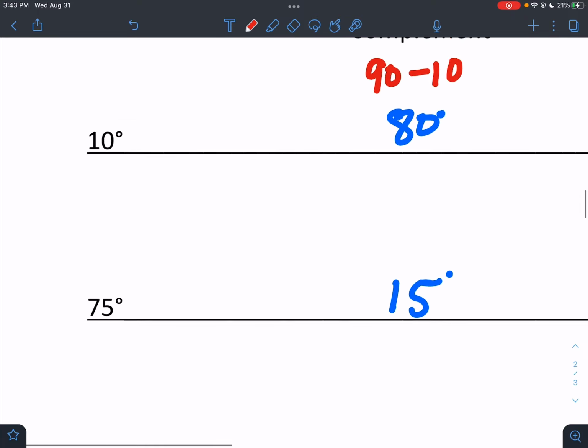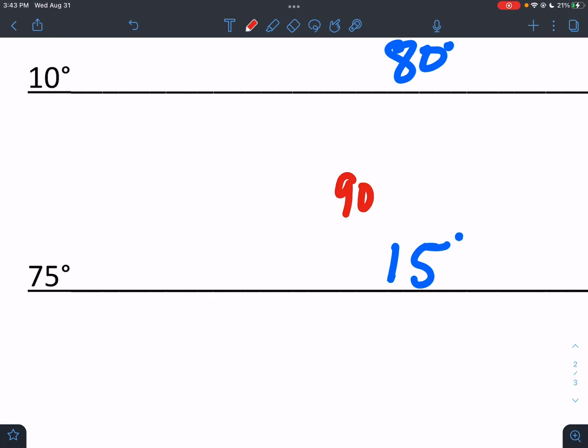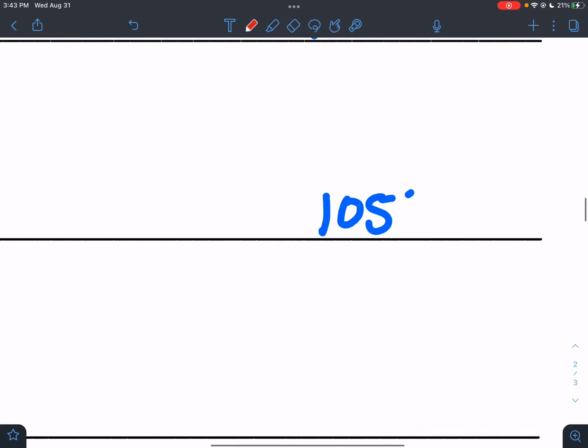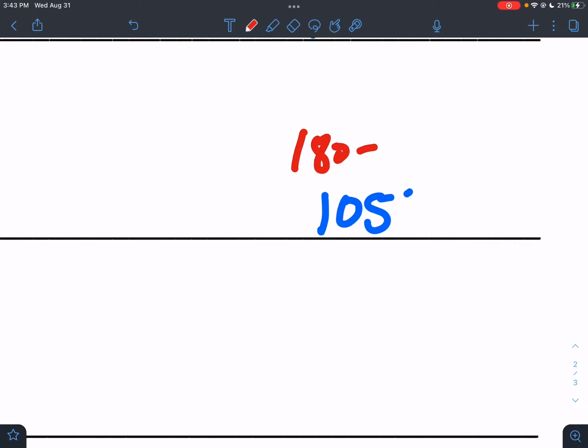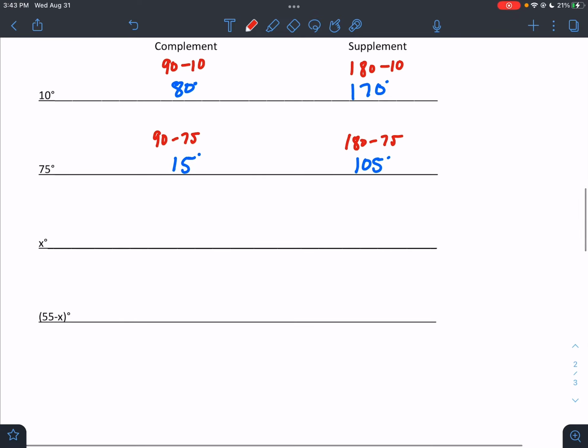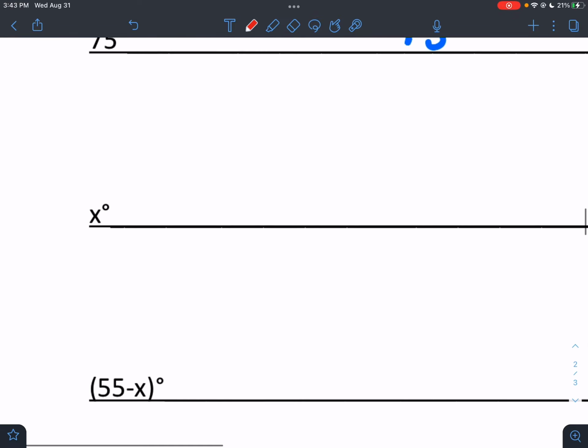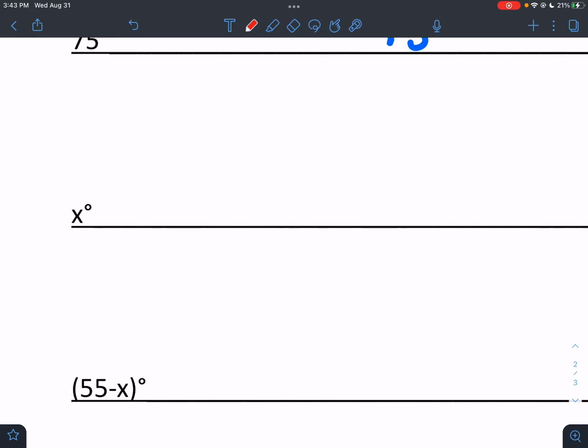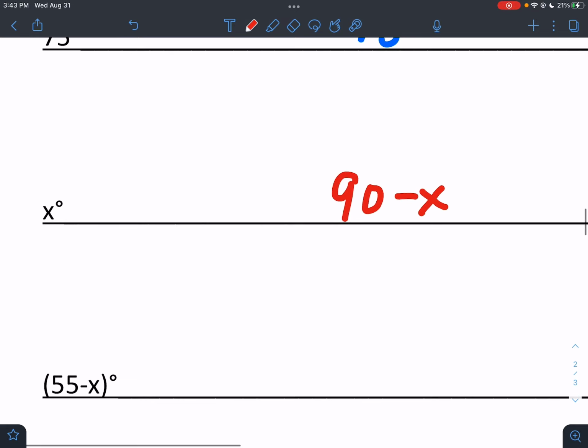How about if the angle was 75? We would do 90 minus 75 degrees. Isn't that how we got the 15? Over here, we have 180 minus 75 degrees. That's how we get the 105. So those angles, we got them by subtracting them from the total. Well, the same process is here. If it's x degrees, we're going to take x and subtract it from 90.